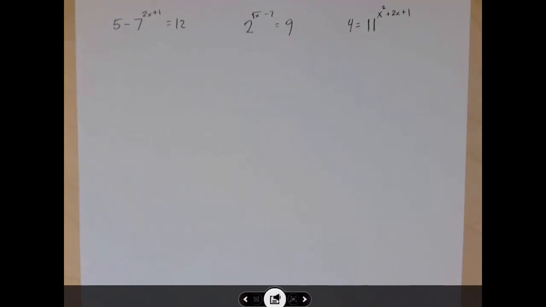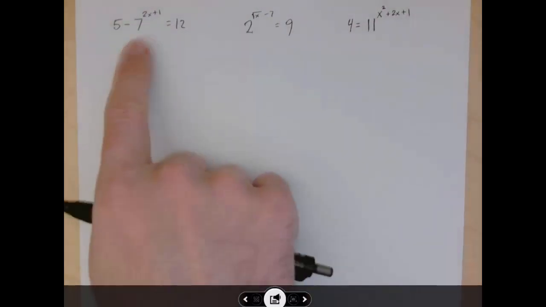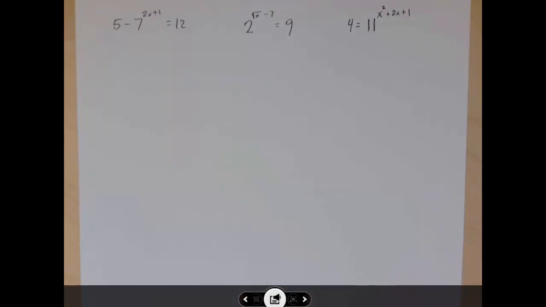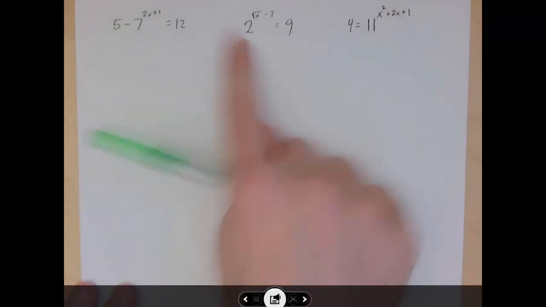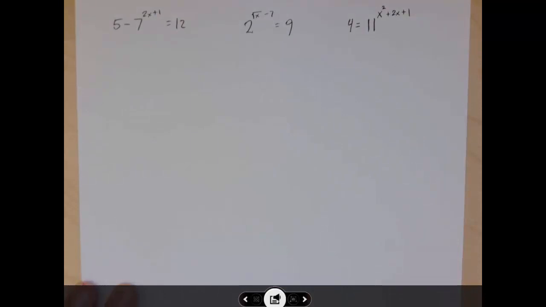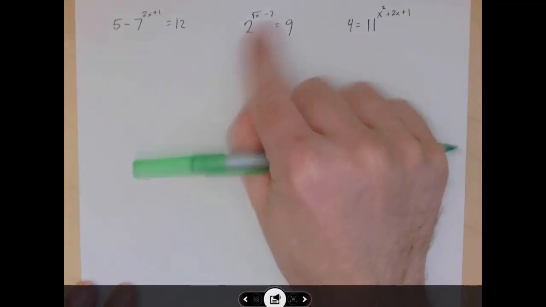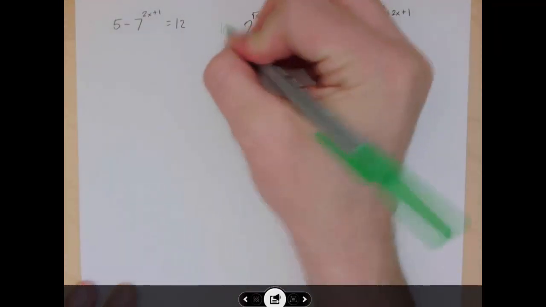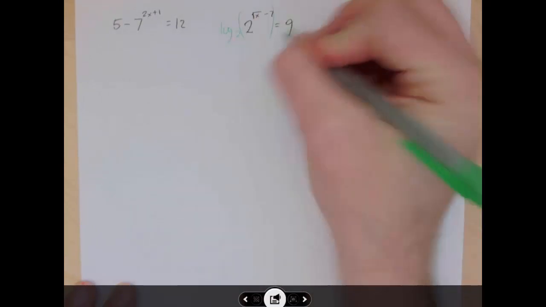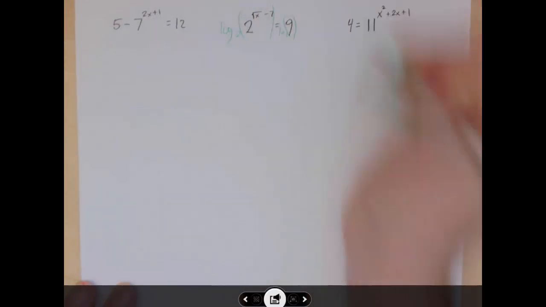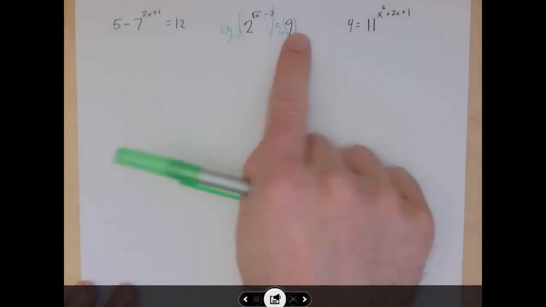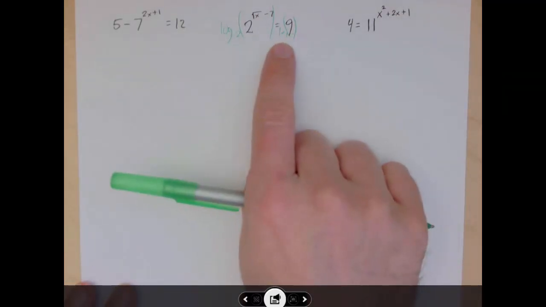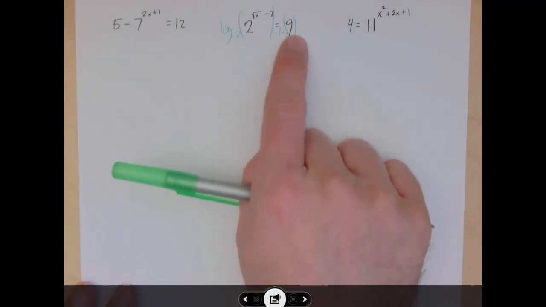So the same strategy applies here. You want to isolate the exponential term and then use a logarithm of the right base to undo it. For this equation, we already have an exponential that's isolated. So if I want to undo 2 to the something power, I will take log base 2 of both sides. What is log base 2 of 9? I don't know. It's the power of 2 that will give you 9.